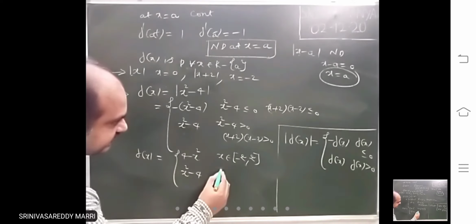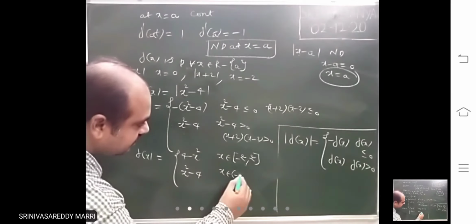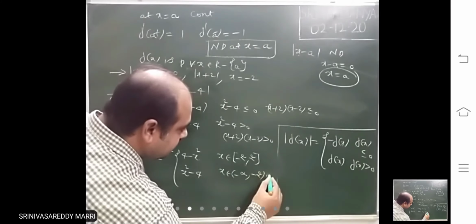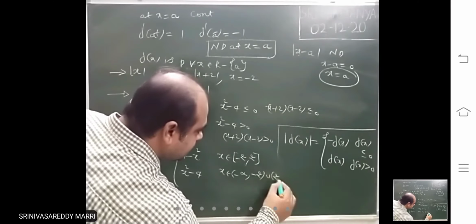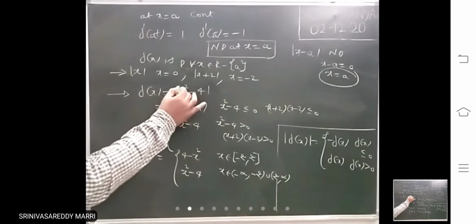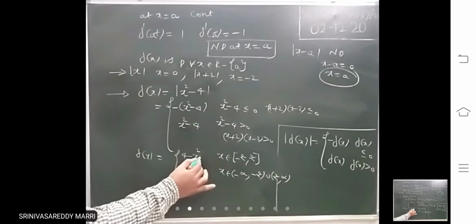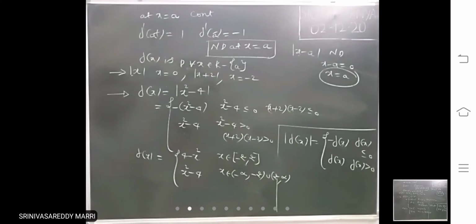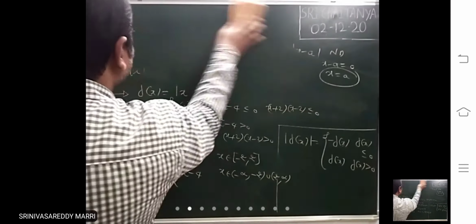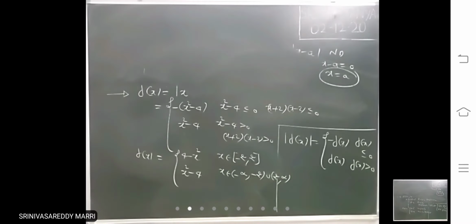X square minus 4 for x in minus infinity to minus 2, union 2 to infinity. That means this has two parts. One rule is in this interval, another rule is in this interval. So like that, first write the two rules. Then find the points at which the rule is changing.